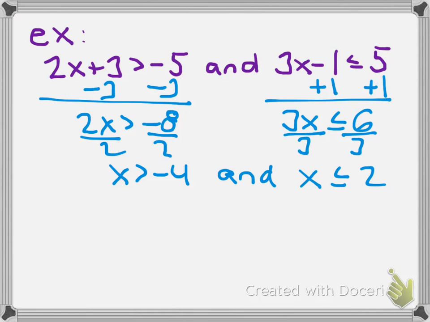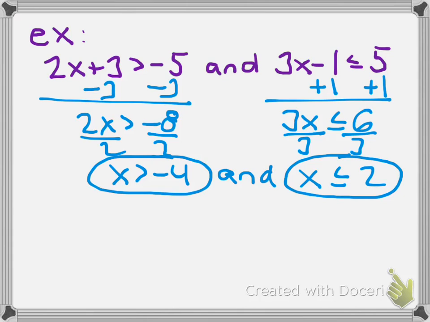Now, this is an "and" problem, so here's where you really have to think a little bit. I want you to think of numbers that you know that are greater than negative 4 and at the same time are less than or equal to positive 2. And I bet you can think of some numbers that do that. For example, 0 is greater than negative 4, and it's also less than 2. Negative 1 is greater than negative 4, and it's also less than 2. Positive 1 satisfies it as well. So there's a whole range of numbers that do it.